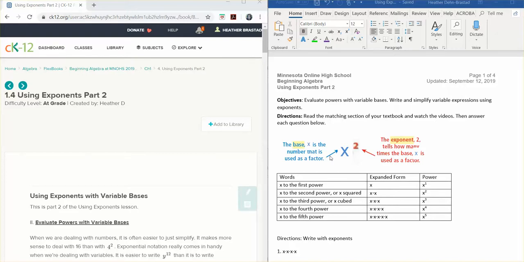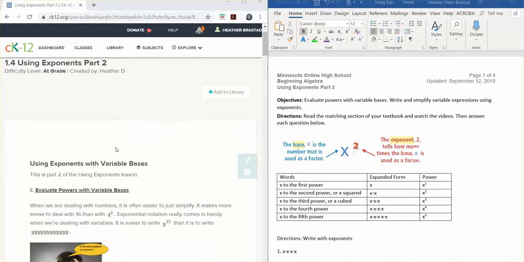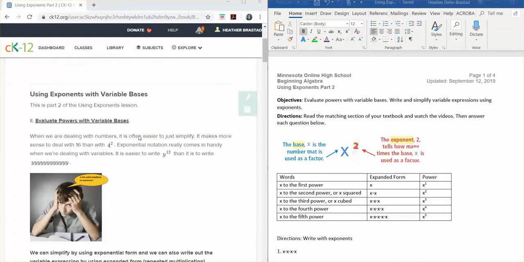In this video, we are going to continue our work using exponents. So I've already opened this section that matches this worksheet in the textbook, using exponents part 2. And now we're going to talk about exponents or powers that have variable bases. So they have an x or a y.